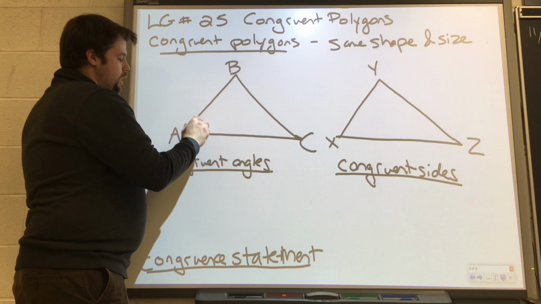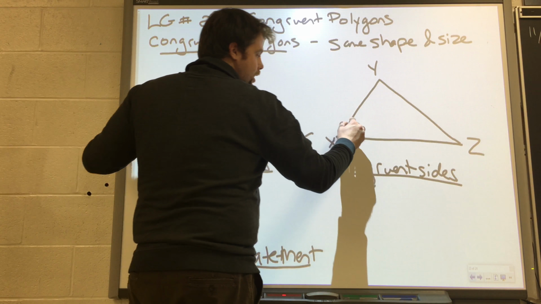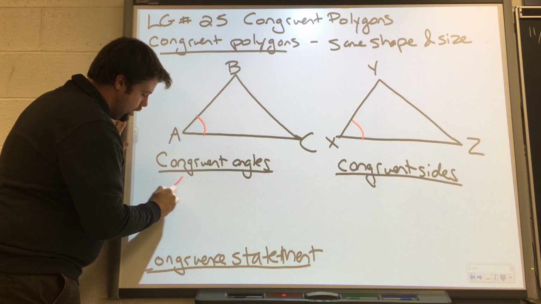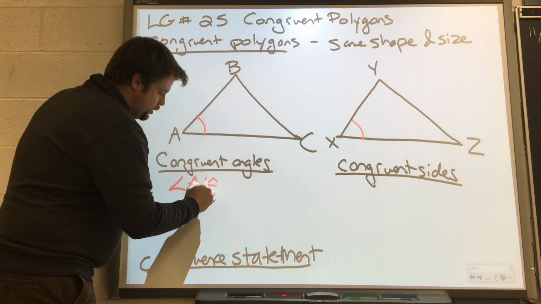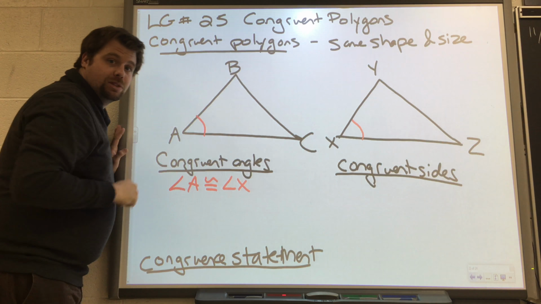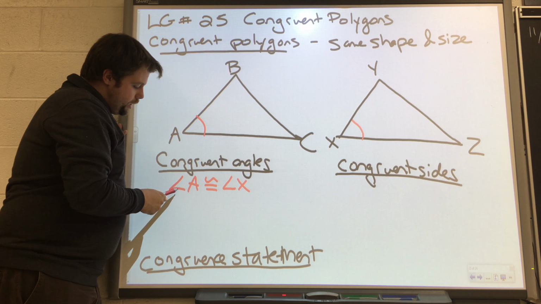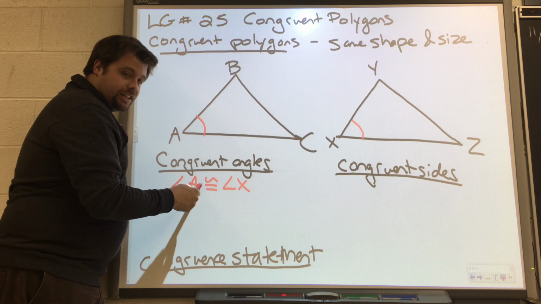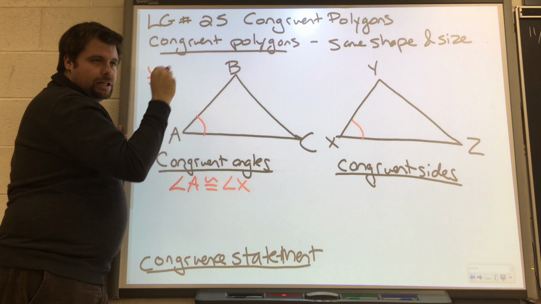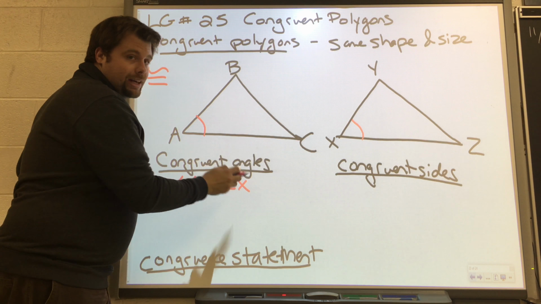Meaning, if you look, angle A looks to be congruent to angle X. And I'm going to tell you that they are. We're just going to assume that. So angle A is congruent to angle X. And we mark it with these little arcs to represent congruency for the angles. And I show you that angle A, this is the congruent symbol, has like a little equal sign, and then a little squiggle above it, and then angle X.